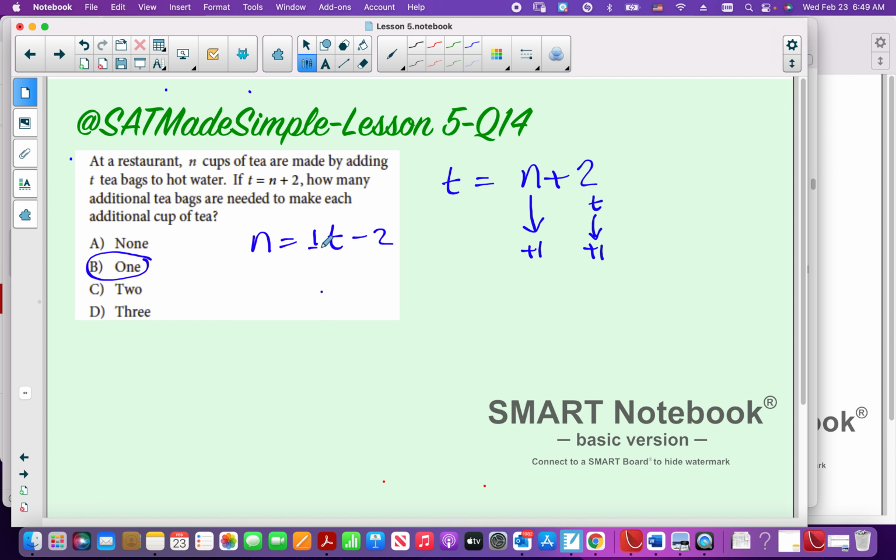The gradient in here is 1. That's the rate of tea bags needed to make an additional cup of tea. Again, the rate is equal to 1 tea bag. So our answer is B.